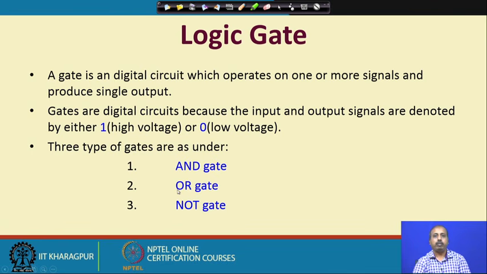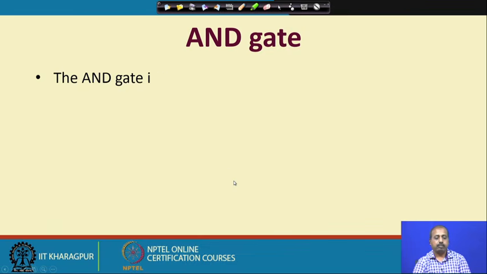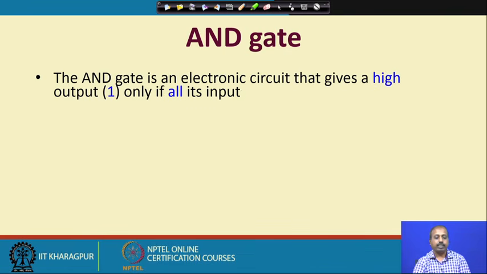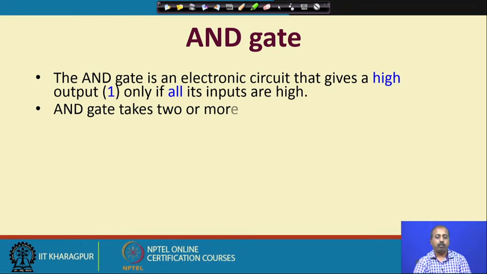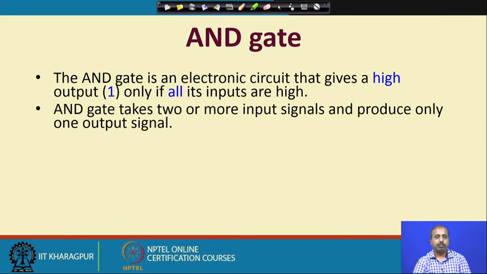Using an OR gate, we can mimic the behavior of the OR operation, and a NOT gate can mimic the behavior of the NOT operation. So, let us see what an AND gate is. An AND gate is another electronic circuit that gives high output only if all its inputs are high. It can take two or more input signals and produce only one output signal. Output is 1 or high only when all the inputs are 1.